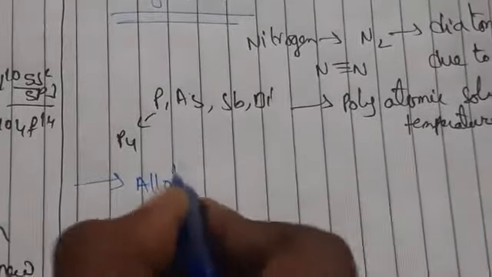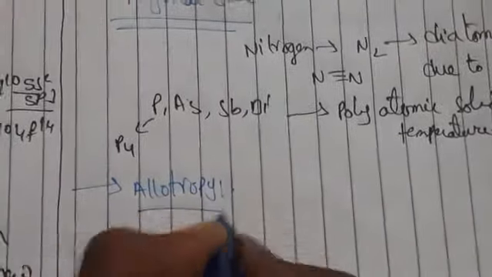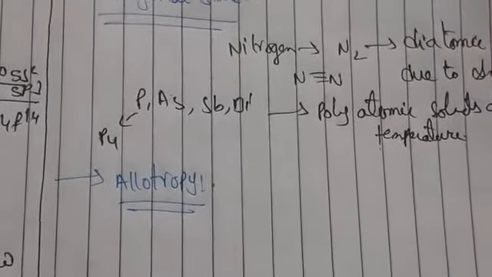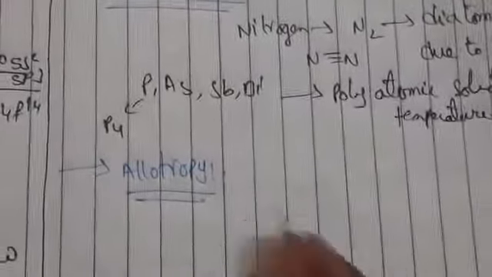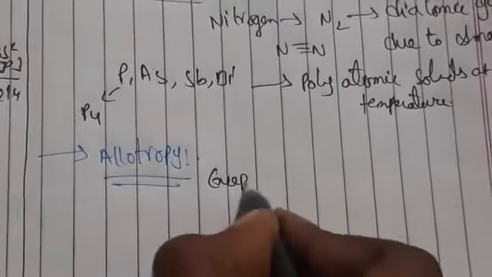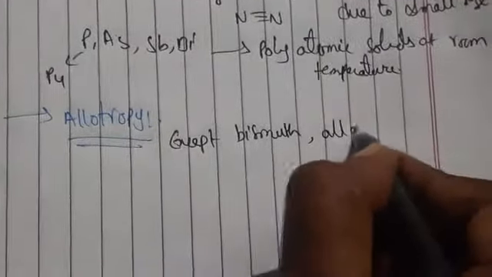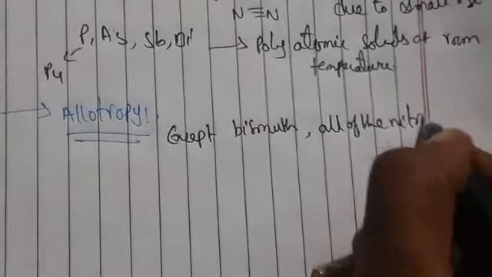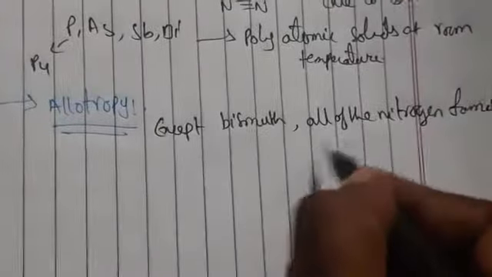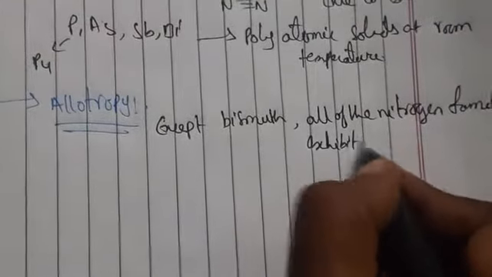Next one is allotropy. Allotropy is when the same element has the same chemical properties but different physical properties, which we call allotropy. Except bismuth, all members of the nitrogen family exhibit allotropy.